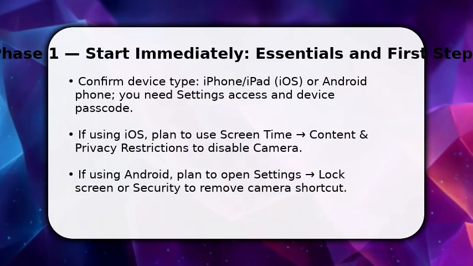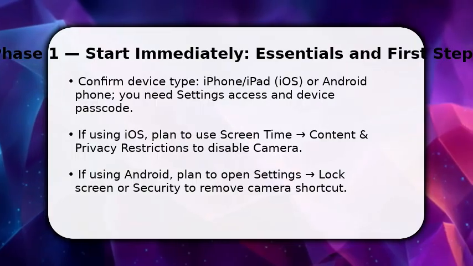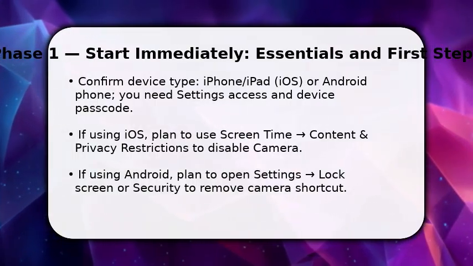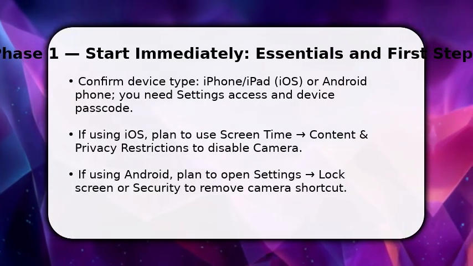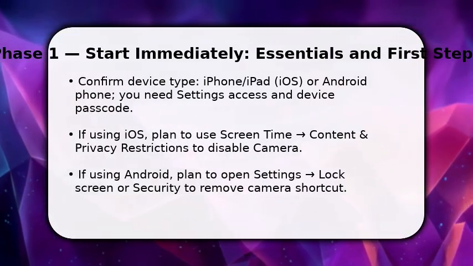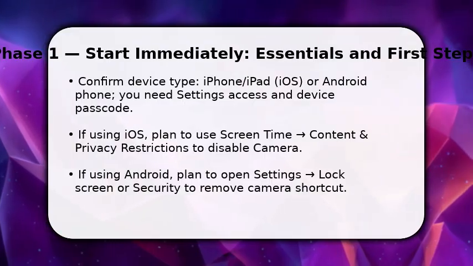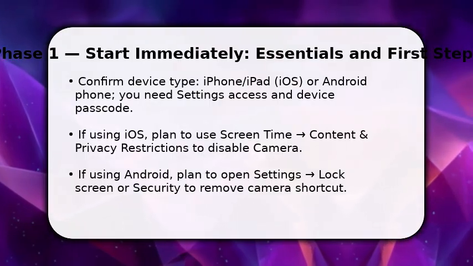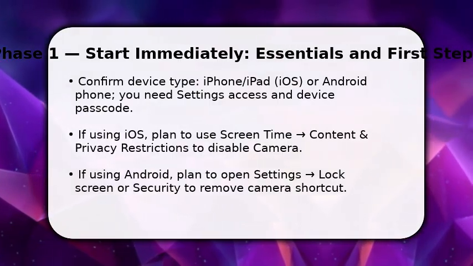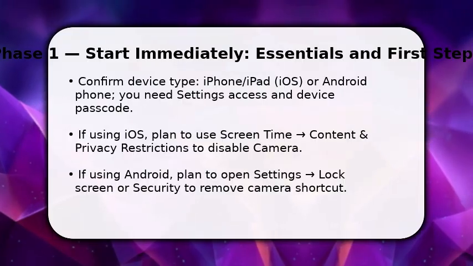You begin by picking the correct path for your phone, iOS or Android. Once chosen, unlock the device and have the device passcode ready. You'll change system settings. For iOS, go straight to Settings and open Screen Time. This is where you'll disable the camera app. For Android, open Settings and jump to Lock Screen or Security Options. Look for Lock Screen shortcuts.